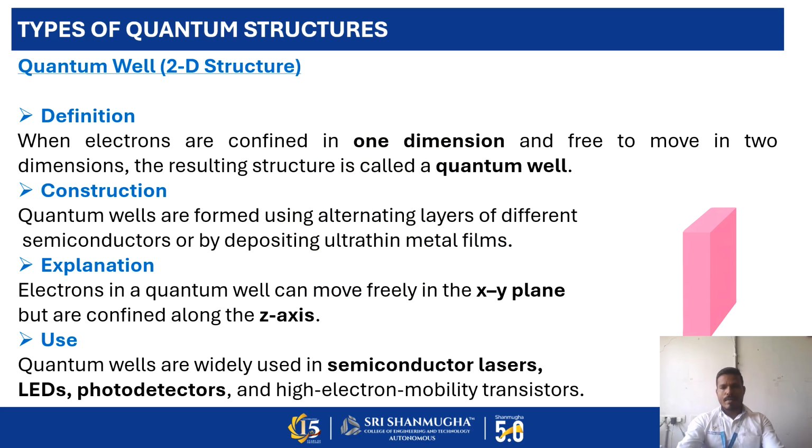The definition: when electrons are confined in one dimension and free to move in two dimensions, the resulting structure is called a quantum well. The construction is formed by alternating layers of different semiconductors, depositing ultra-thin metal films. The explanation is that it lies in the XY plane and is confined along the Z axis. Here is the diagram of the quantum well structure. Quantum wells are widely used in semiconductor lasers, LEDs, photodetectors, and high electron mobility devices.